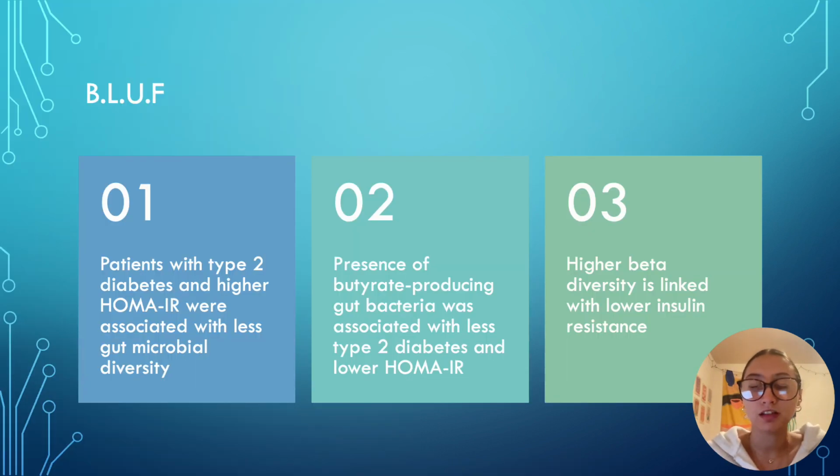The topic is the association between insulin resistance, type 2 diabetes, and gut microbial diversity, using a microbiome-wide analysis of the human gut microbiome. The aim of this study was to determine if there was a clear association between microbiome diversity and the development of type 2 diabetes using specific criteria.